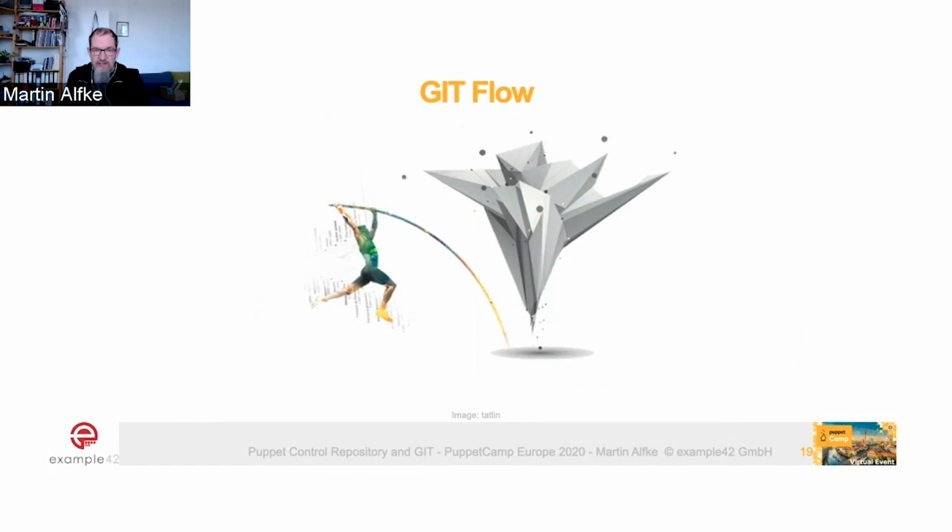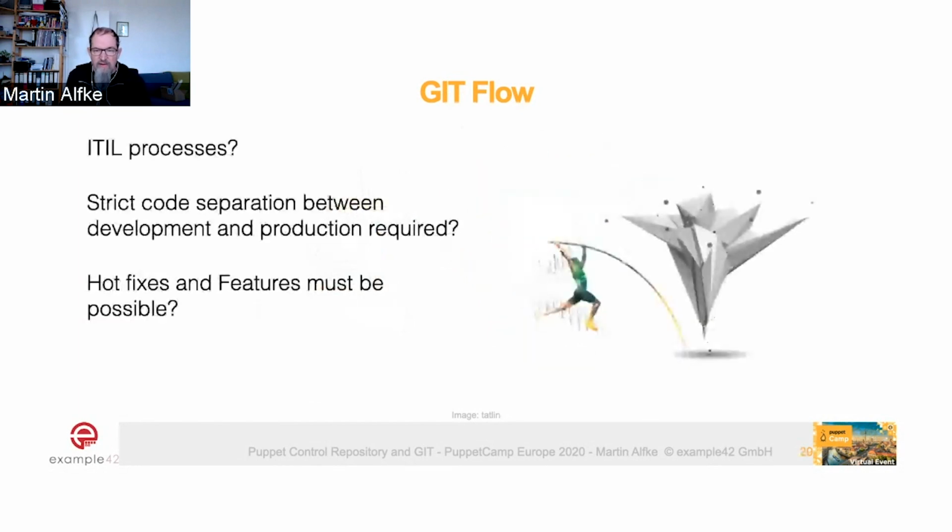This comes from application development, where you say, I have an application in a specific version. I need to be able to do hot fixes into already released applications. I must be able to backport these hot fixes up into development. And of course, you want to have the other way around: from development, new features into new versions of your applications. So maybe you have things like an ITIL process where you follow changes. Maybe you have the need for a strict code separation between development and production, which is strictly required. You must be able to provide hot fixes and you must be able to add new features to your code.